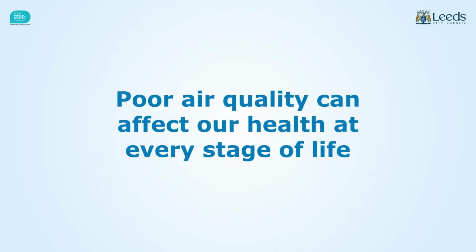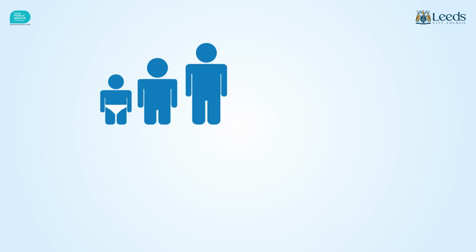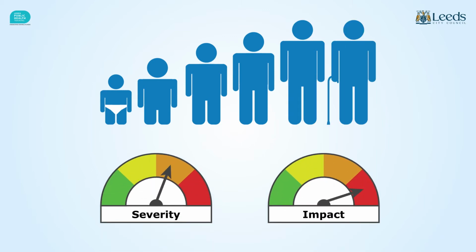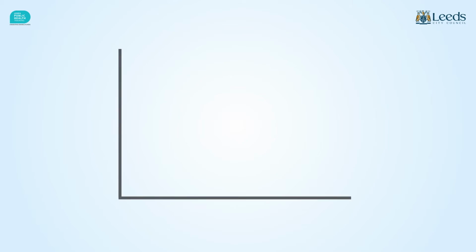Poor air quality can affect our health at every stage of life. The health effects of air pollution are complex and can affect us at any stage of our lives. They range in severity and impact. A graph with damage to health on the vertical axis and age on the horizontal axis is shown. A diagonal line within the graph depicts a gradual increase in damage to health over time. In some cases, the damage to our health caused by exposure to poor air may be gradual and may not become apparent for many years.